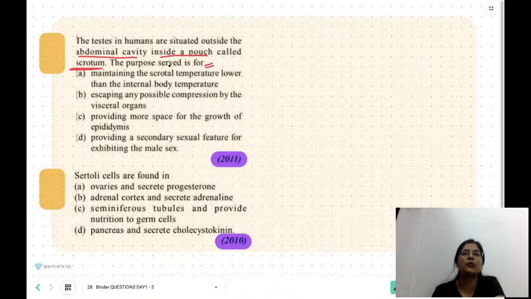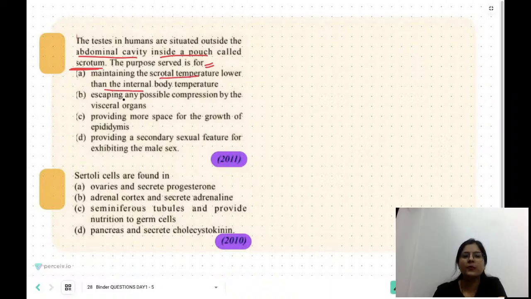ये मैंने आपको lesson के the very first जो slide था उसमें ही आपको बताया कि scrotum में होना क्यों जरूरी है. And without any kind of doubt, सिर्फ एक ही चीज आपके दिमाग में होना चाहिए, so that कि scrotum का temperature low maintained हो, and it will be responsible for the process of spermatogenesis. So the process is served for maintaining the scrotal temperature lower than the internal body temperature.